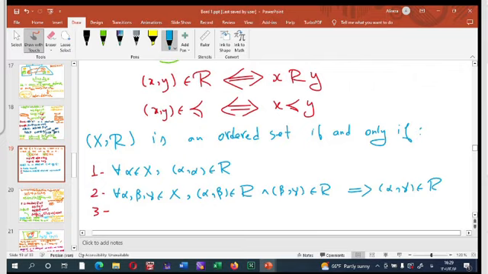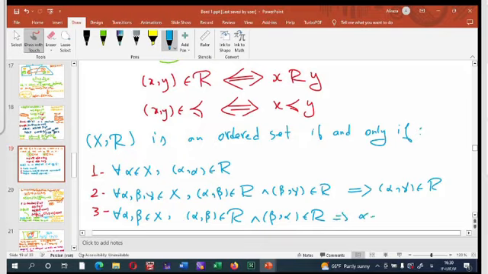And 3, for any alpha and beta in X, if we have alpha and beta is an element of R and beta and alpha is an element of R, then alpha must be equal to beta. These three conditions are equal to these three conditions.